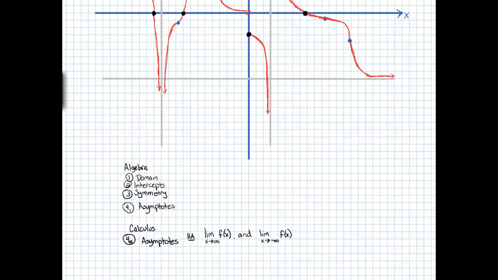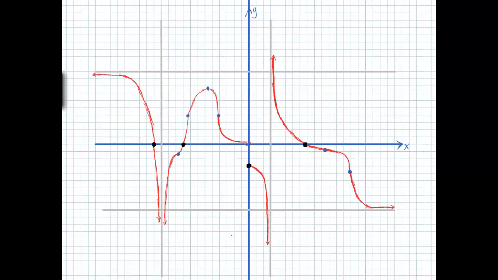You let x go to infinity, and maybe, like in this case, as x goes to infinity, it looks as though my outputs, my y values, approach negative 9. Y equals negative 9. And that's as x goes to positive infinity. As x goes to negative infinity, the y values approach 10. So y equals 10. And that's done using limits if it's not a rational function. Okay.